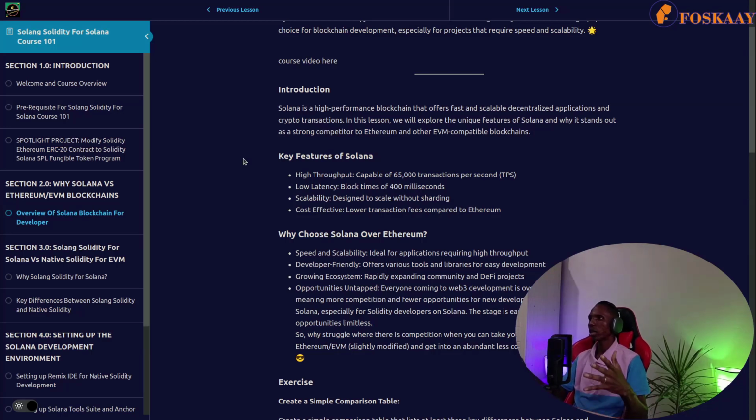Now, when you look at the key features of Solana, number one is high throughput, which is capable of up to about 65,000 transactions per second. If you compare that to Ethereum, which can do maybe about 30 or so transactions per second, you see that's one of the reasons why there is a lot of bottleneck with Ethereum. And there are other EVM chains that are trying to catch up, but this is a comparison of a layer 1 and layer 2 blockchain.